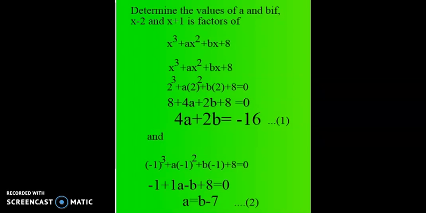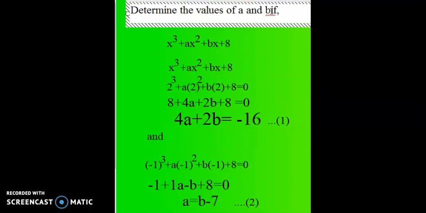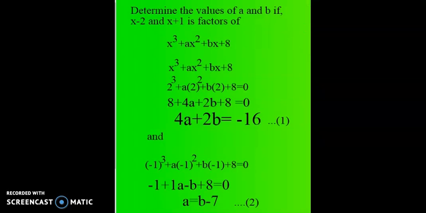They say to you, determine the values of a and b if x minus 2 and x plus 1 are factors of x cubed plus ax squared plus bx plus 8. Now I know if I substitute 2 into that expression, it will render 0 because they say they are factors. If I substitute minus 1 into that expression, it will give me an answer of 0. So let's do that first.